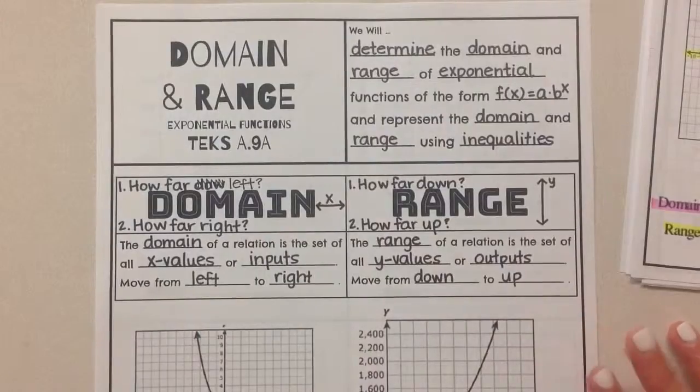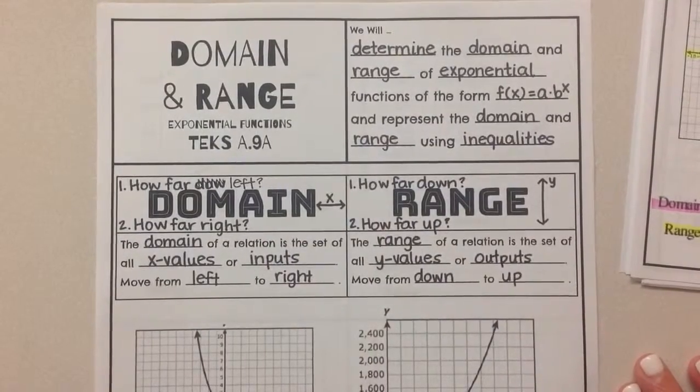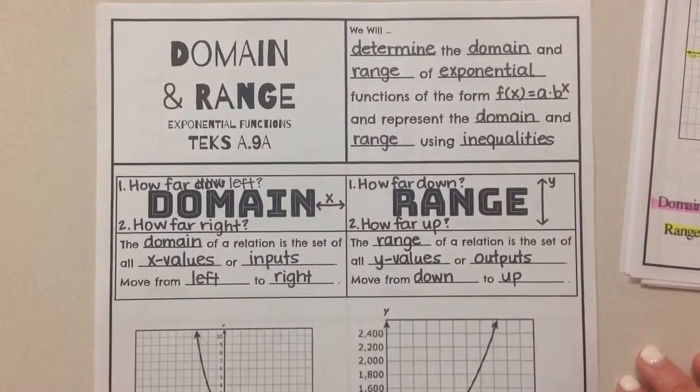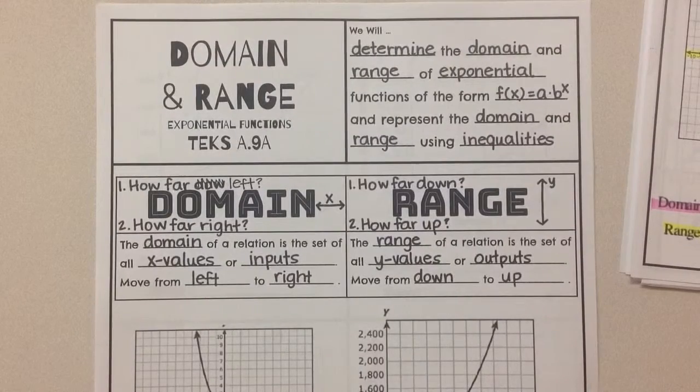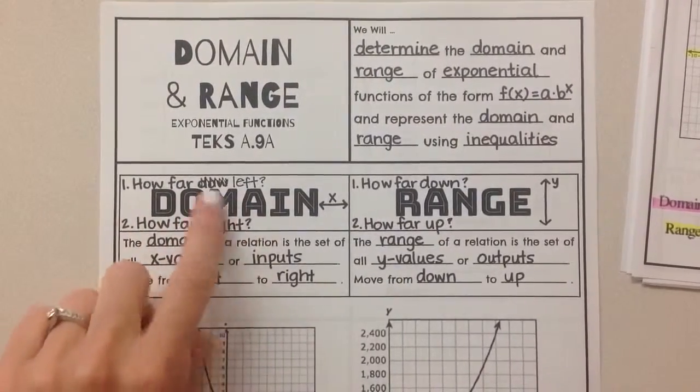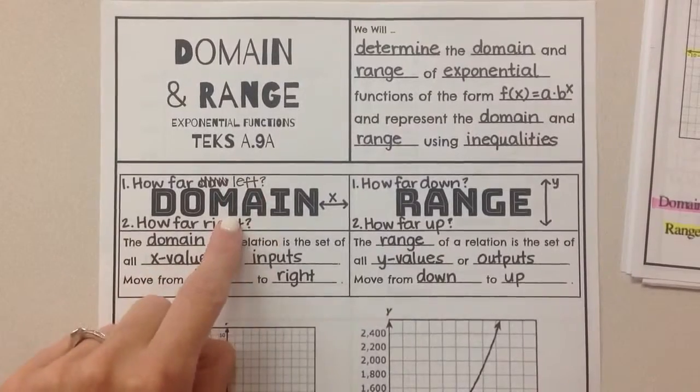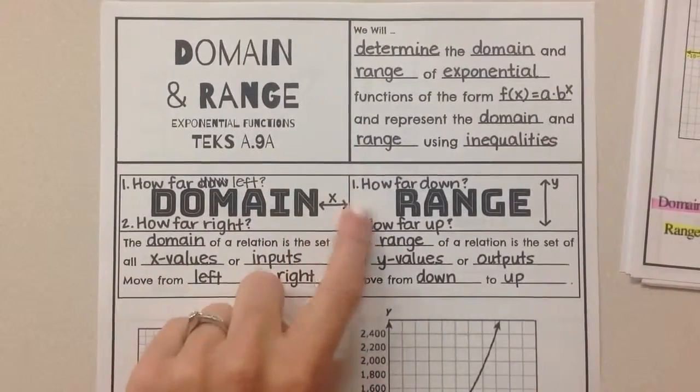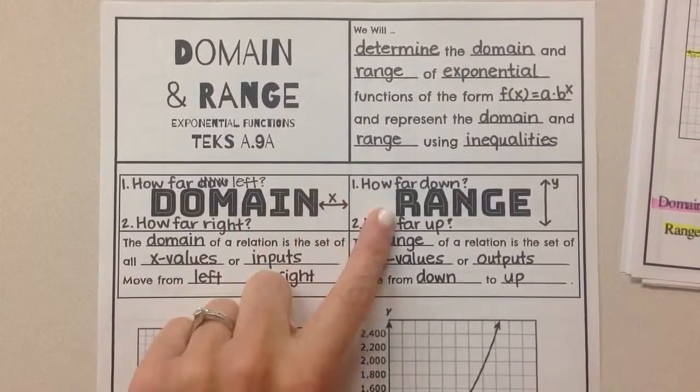This lesson is going to seem very familiar to you because we have studied domain and range before. We studied with linear functions, the straight line functions, with quadratics, the parabola or U-shaped graphs. And now we're going to look at how domain and range are different when we are looking at an exponential function. So remember, domain has to do with the directions left and right because those are x values and the x-axis travels left and right.